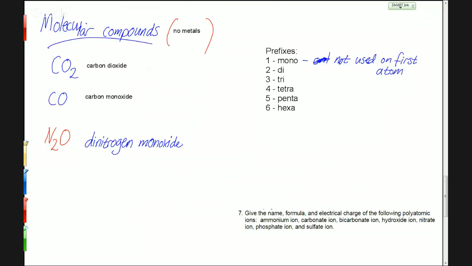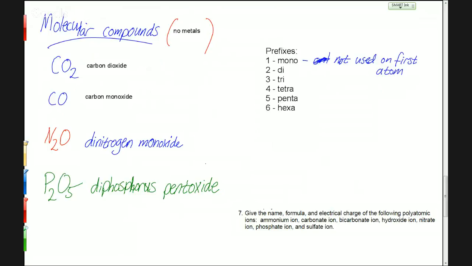What about this one? P2O5. The phosphorus, mm-hmm, pentoxide. Yep. Diphosphorus pentoxide.